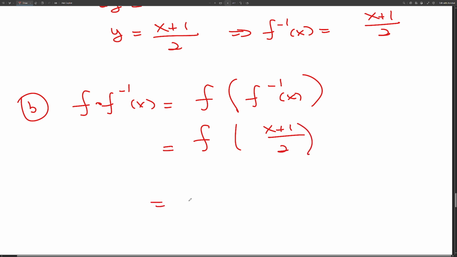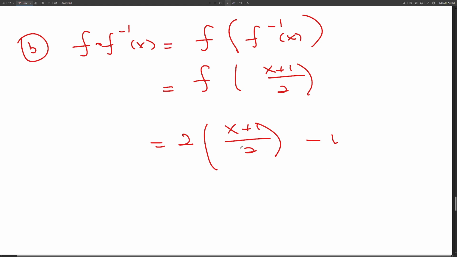It becomes 2 times x plus 1 over 2, minus 1. And this 2 here is going to cancel with this 2 here. I'm going to get x plus 1, and then there is a minus 1 here. 1 minus 1, that's 0. So the answer is just x.